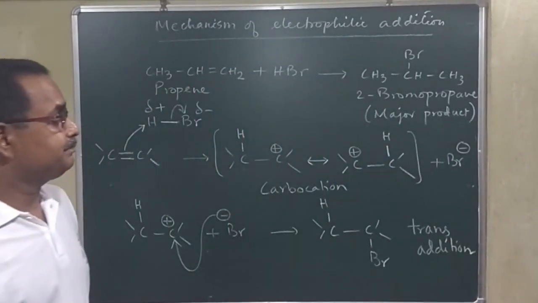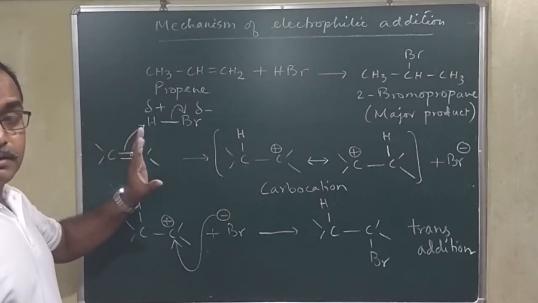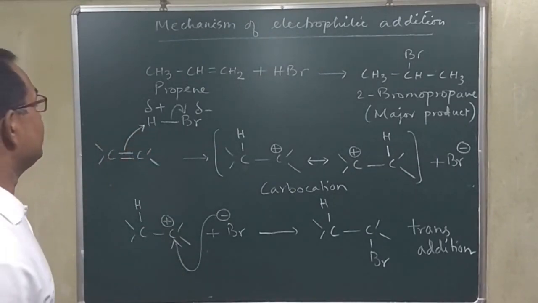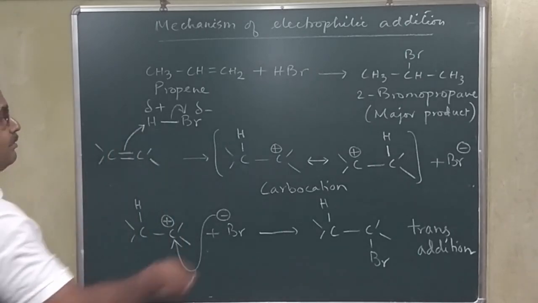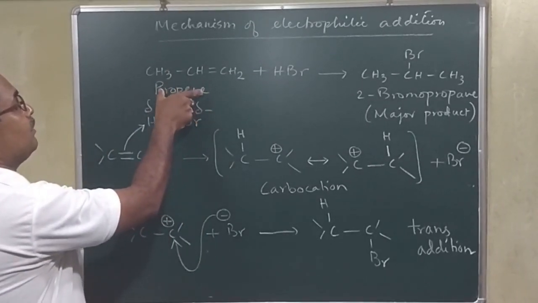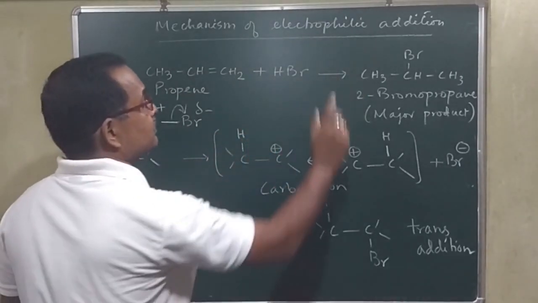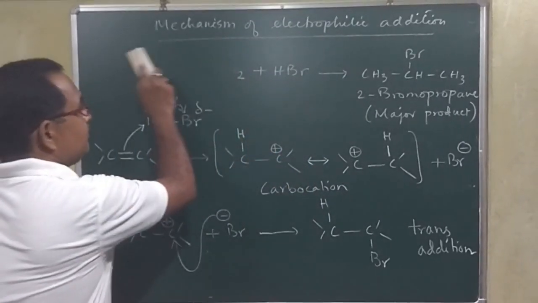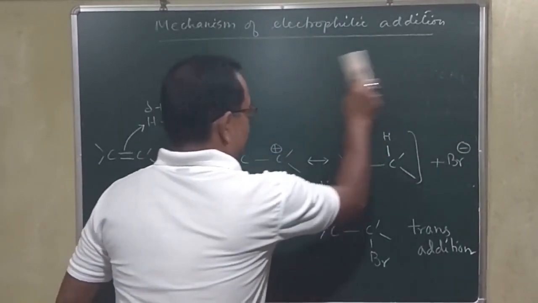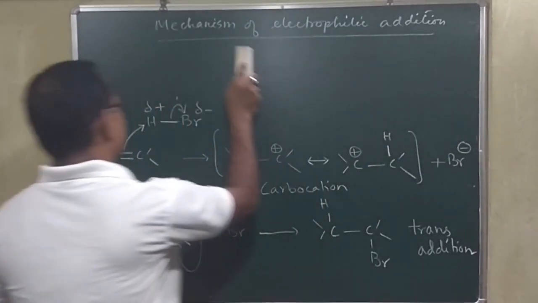Trans addition. Now we will verify the applicability of Markovnikov's rule. So this was our reaction, addition of propene with HBr to produce 2-bromopropane as the major product. We will verify the validity of Markovnikov's rule.